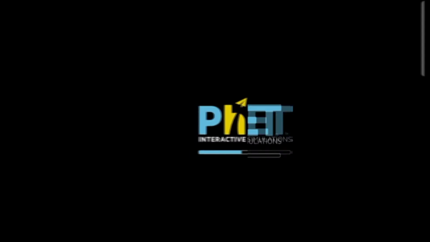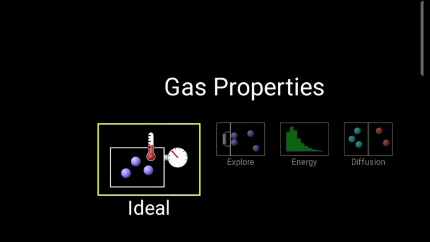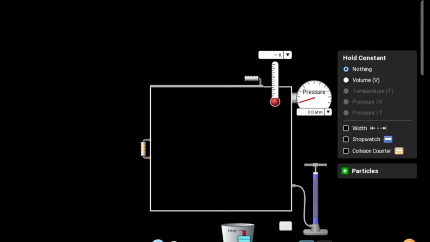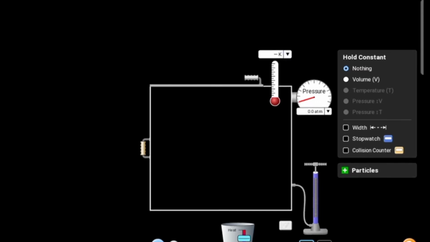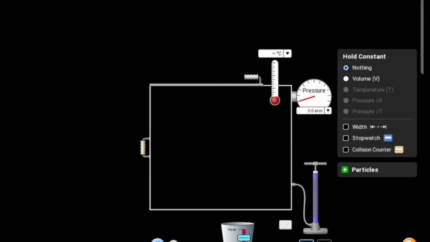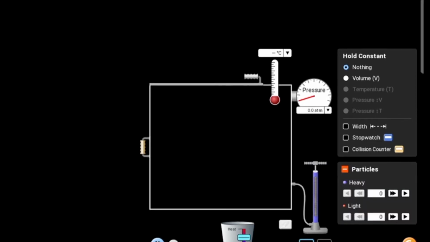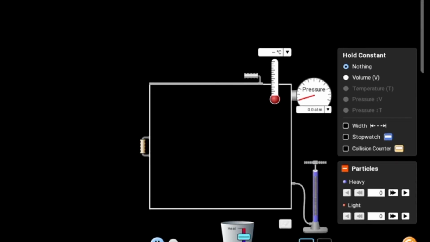To explore gas properties, we will use the PhET interactive simulation. So we will choose the ideal one. As you can see here, the temperature is in Kelvin, so we change it to Celsius. And there is a plus here at particles. There are two types, the heavy and light. The heavy is in blue, the light one is in red.